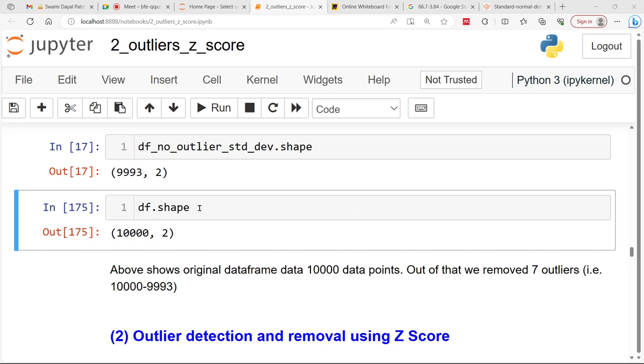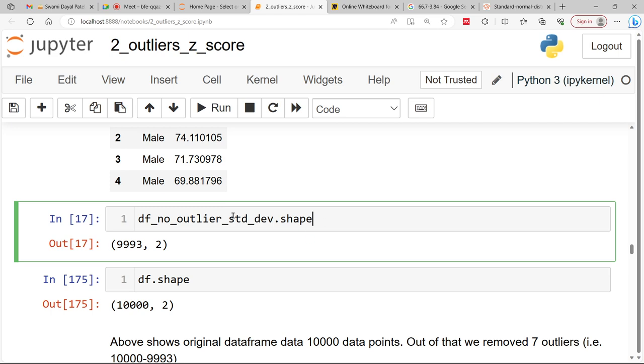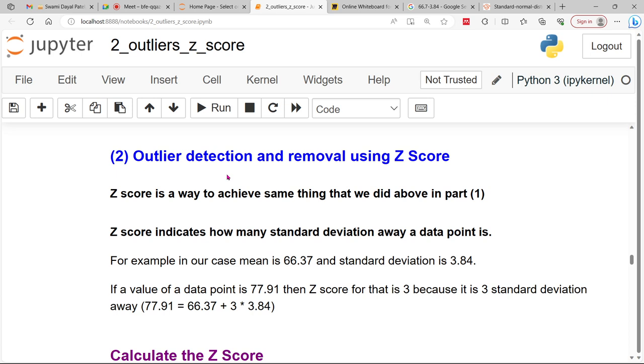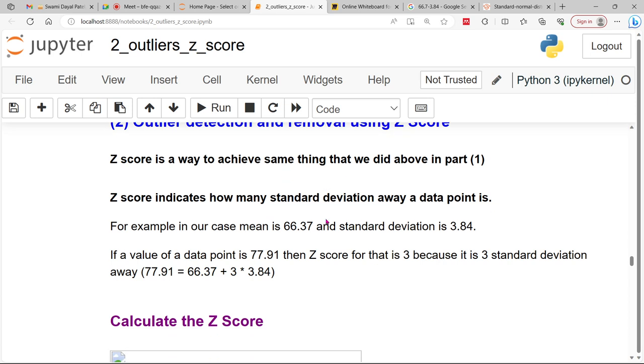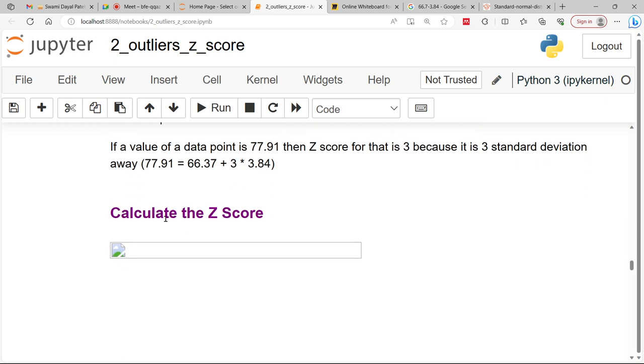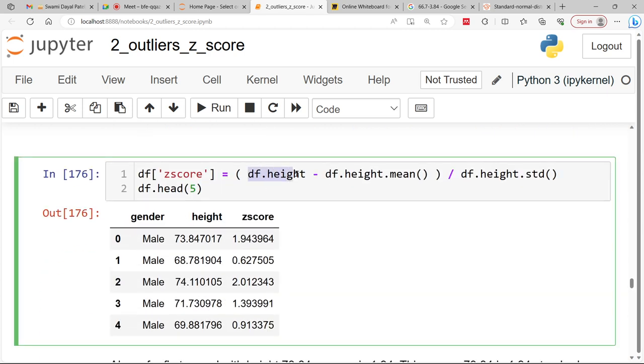Now we have this df.shape, which is df no outliers under this value. And now we have this value 10,000. And now we have Z score. So what is the Z score? Z score for that is 3, because it is 3 standard deviations, right? Calculation of Z score will be like Z score: df height minus df mean, and this one, right?